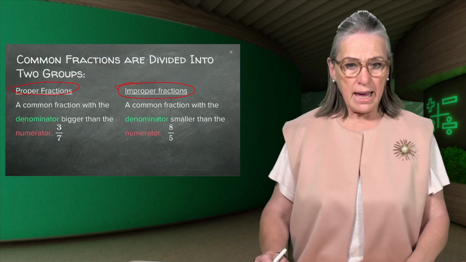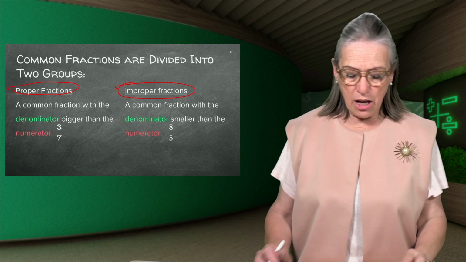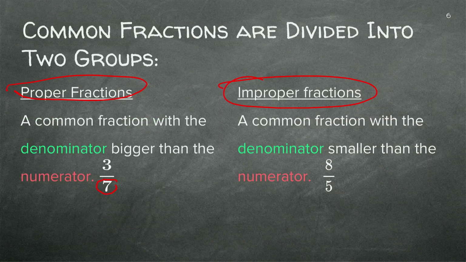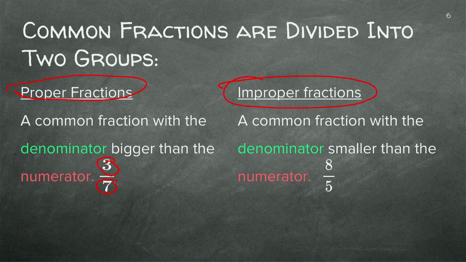A proper fraction is a common fraction where the denominator is bigger than the numerator. So all of these will then be proper fractions, because in each one of our examples, the denominator is bigger than the numerator. Can you see that? But now, what if it's the other way around? When we get a common fraction where the denominator is smaller than the numerator.